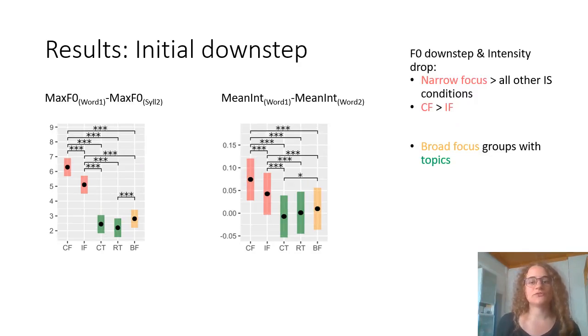Here are 2 measures for the initial downstep between word 1 and word 2. On the left-hand side, we see the F0 downstep, and then on the right-hand side, the intensity drop between the first and second word. And we see a similar picture for both of them in that narrow focus had a higher downstep and a higher intensity drop than all other conditions. And F0 downstep as well as intensity drop was higher for contrastive focus than information focus. And here you can see that broad focus groups with the topics and not with narrow focus.